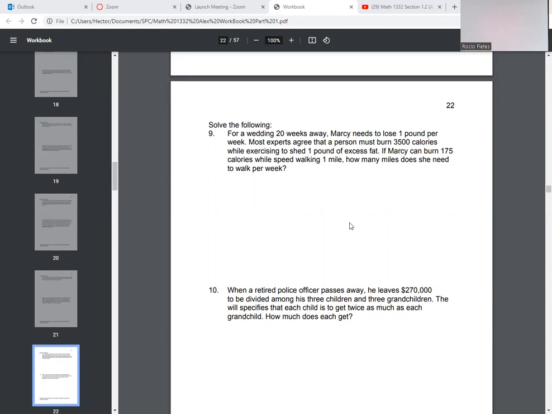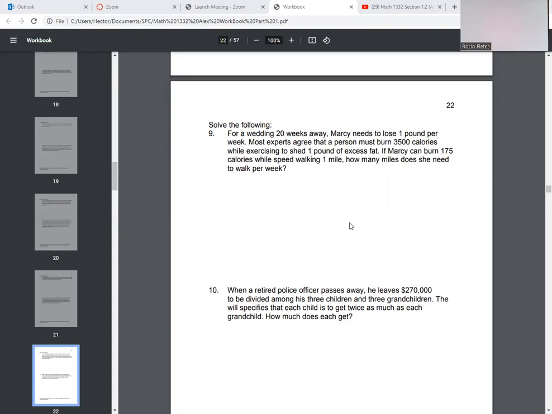So basically, what is it saying? That it takes about 3,500 calories to shed 1 pound of excess fat, okay? So we need to burn that many calories. If Marcy can burn 175 calories while walking 1 mile, how many miles does she need to walk per week? Well, she can burn 175 calories while walking 1 mile.